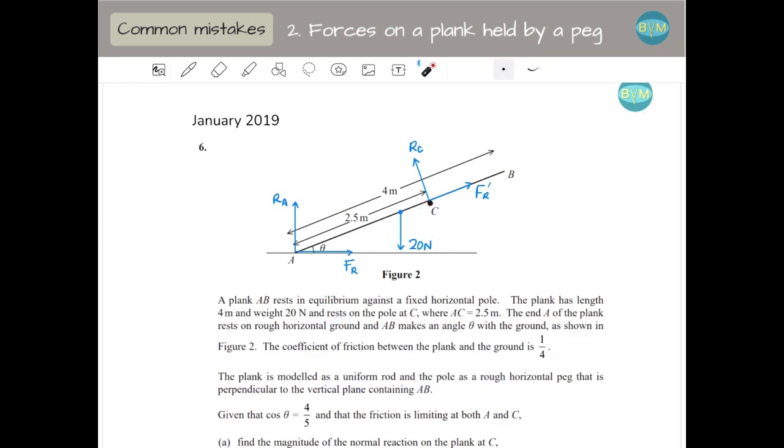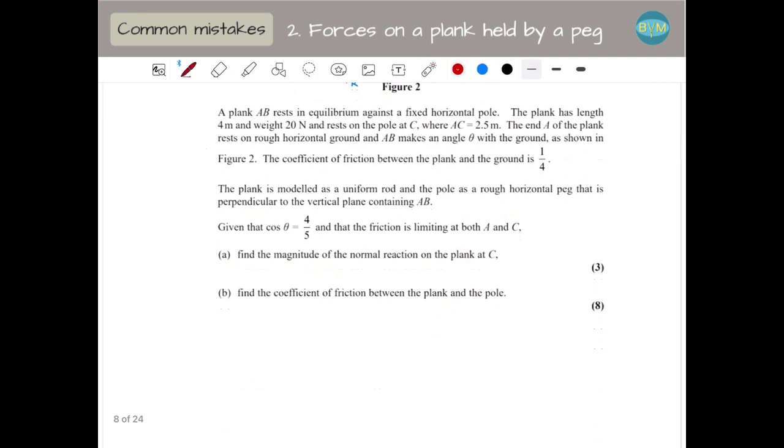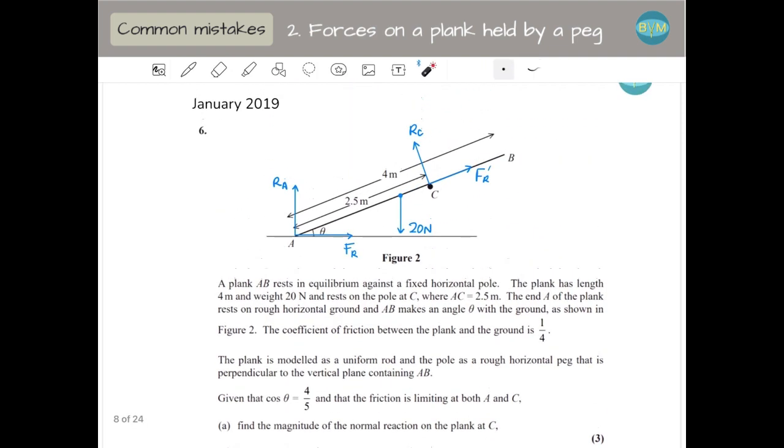Let me delete it. So what we're going to do is find the magnitude of the normal reaction on the plank at C. We are going to think, if it's in equilibrium, remember two things are happening. One is that the sum of forces in any direction is 0, and the other is that the sum of the moments about any point is 0. So if we take a minute to think about which of those would be more convenient, our question will be much faster and shorter.